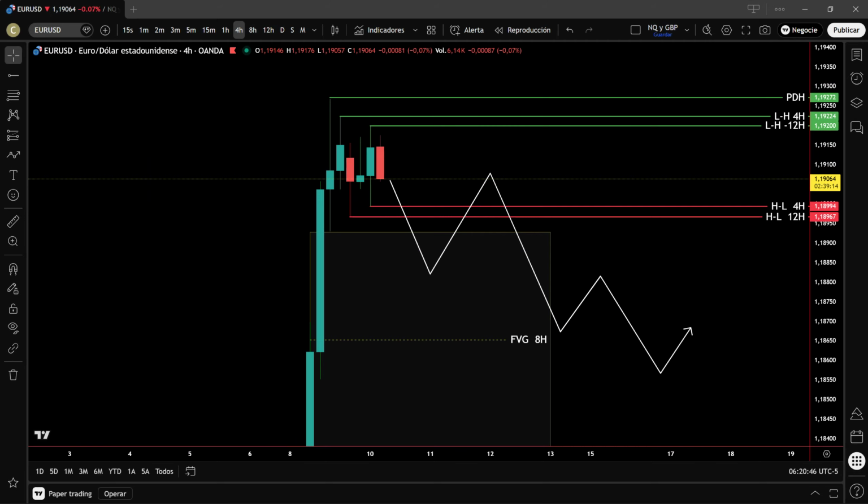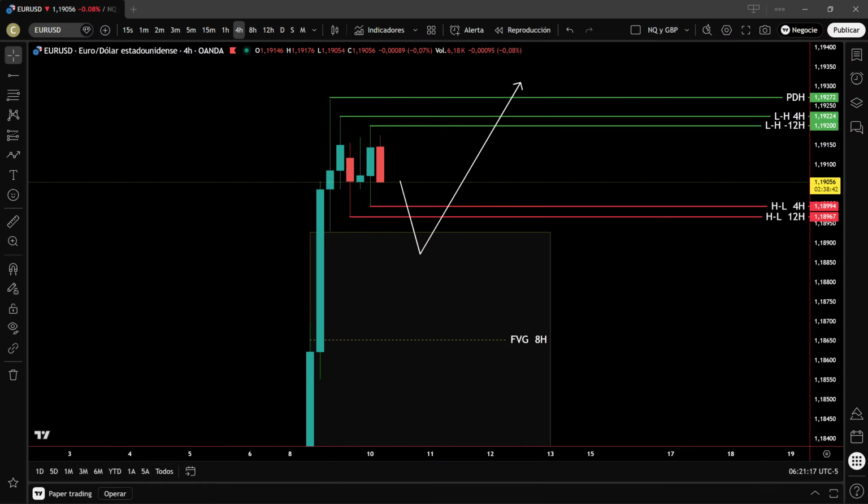Following the rejection at upper levels, we outline a displacement path toward the 8-hour FVG. This movement aims to mitigate inefficiencies and capture orders in the lower demand zones, thus completing the institutional price delivery cycle. From the same 4-hour perspective, we outline a scenario should price decide to resume its bullish trend.